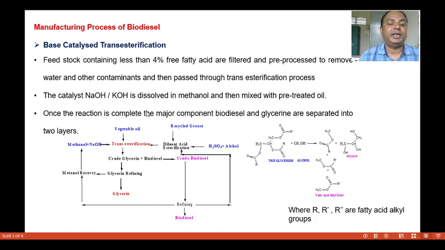They are separated in two different layers. Here you can see methanol plus NaOH treated with vegetable oil, the transesterification reaction takes place, and finally what we get is the crude glycerin along with biodiesel. So this is what we expect. Biodiesel is the expected product, along with glycerol or glycerin.